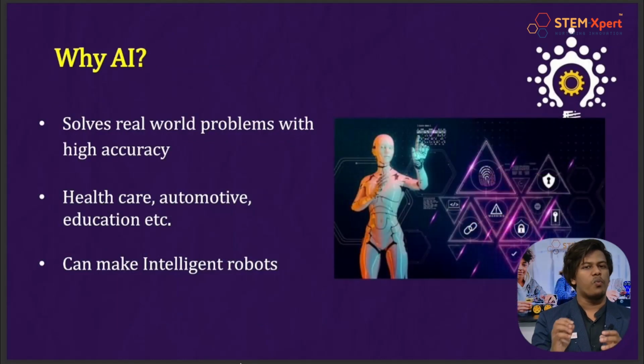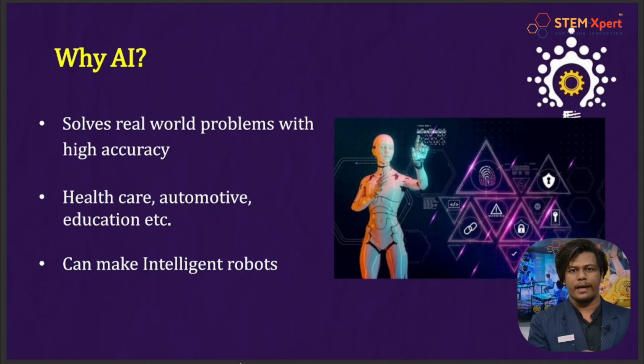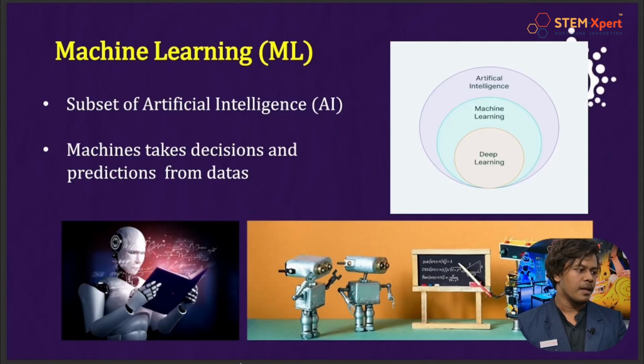Now let's talk about why AI, why our world requires AI. You know it, right? Because we talked about a lot of examples. So we can use these kinds of examples in a lot of areas such as healthcare, automotive, education, etc. We have been using this kind of technology. So that's really amazing. Now let's talk about the next topic, that is, what is machine learning.